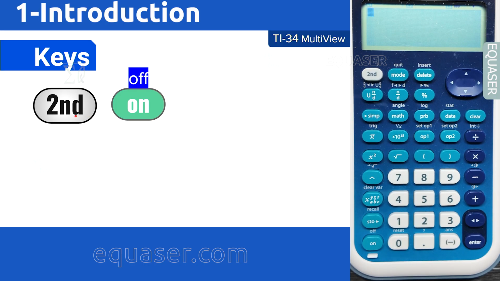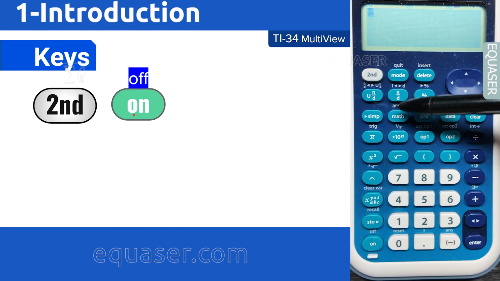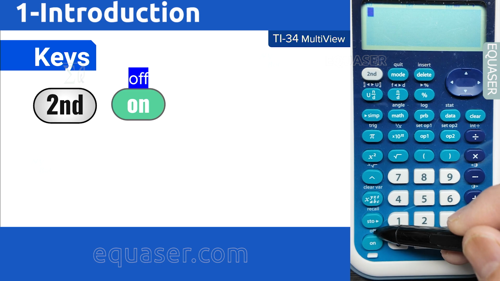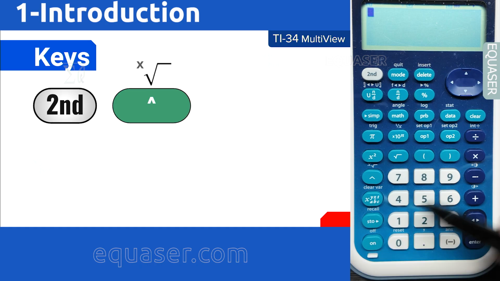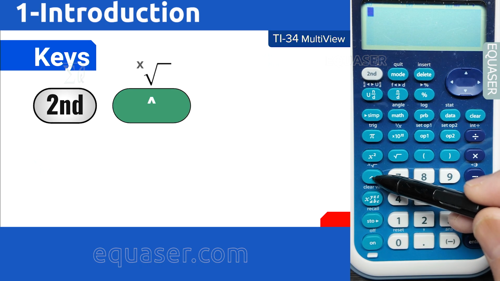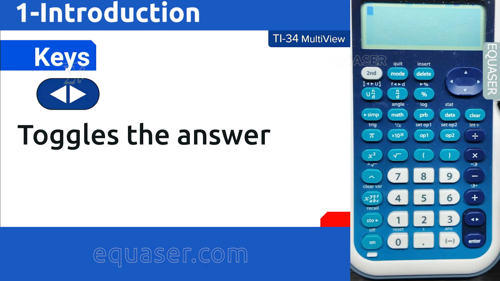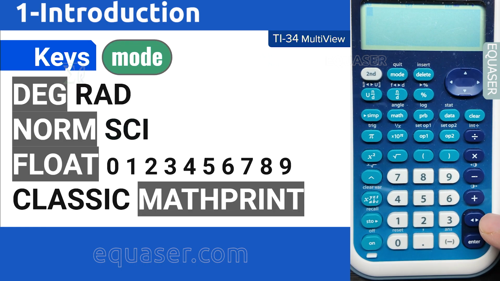And the second function has a special feature: any key where you see white text above it will be activated when you press second function. For example, this off is available only if I press second function, otherwise this will be the on button. In the same way, this button is to the power, but if I press second function, it will be x root of some number. We have another button which we will use a lot, this toggle answer. This will toggle the answer from decimal to another format that is available.